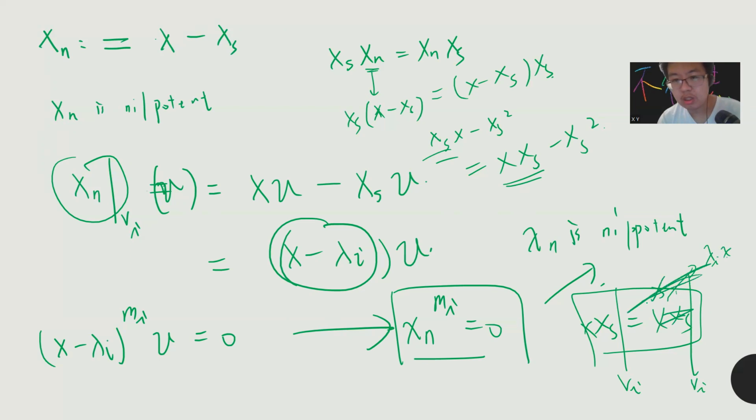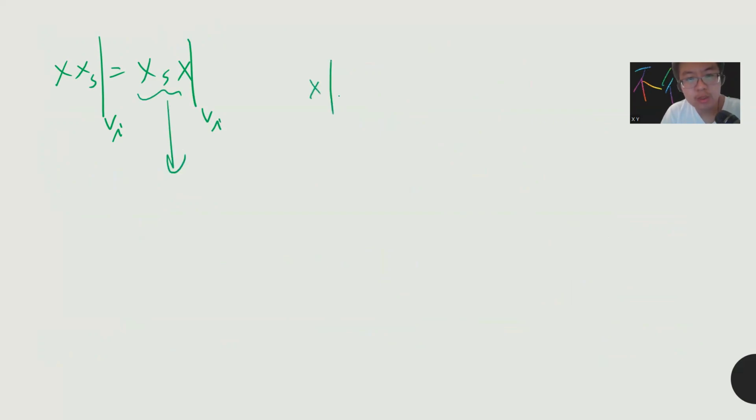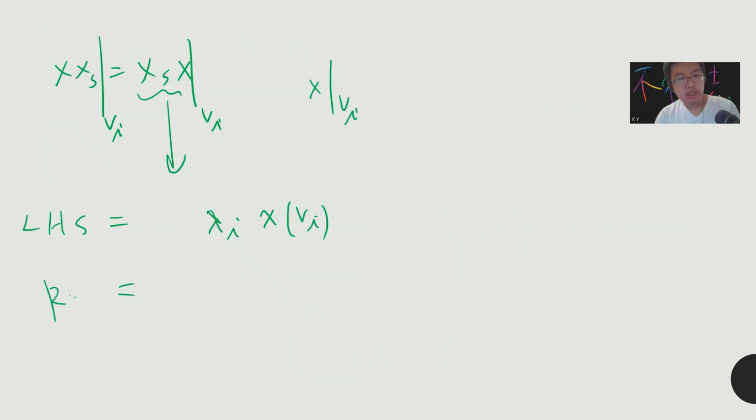So we need to show this. Now we can do a restriction on Vi. On this side, you act with X on Vi, and on this side we just multiply by lambda I. So the left hand side is just lambda I X on Vi, and the right hand side will be S_S on Vi.